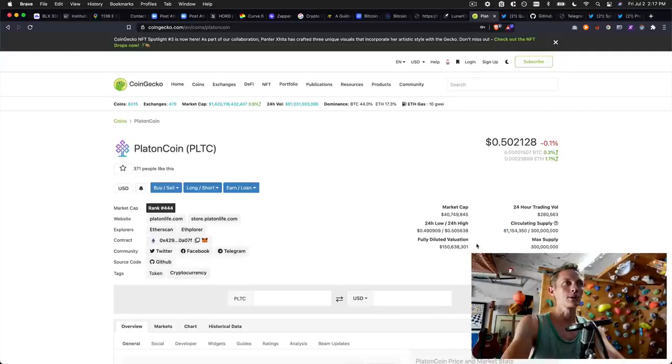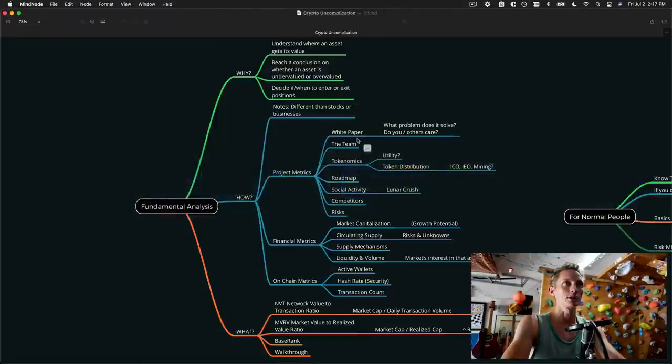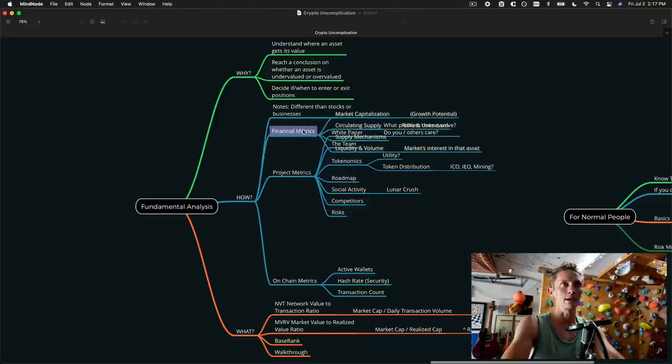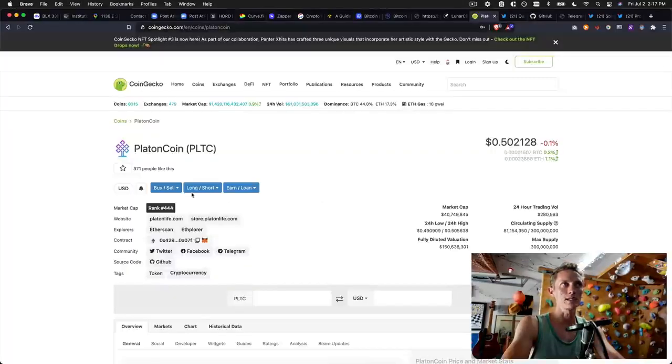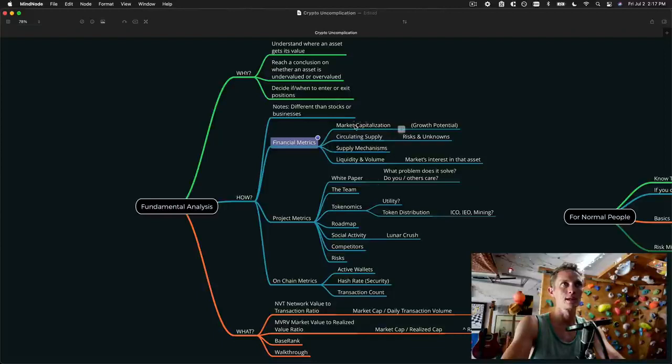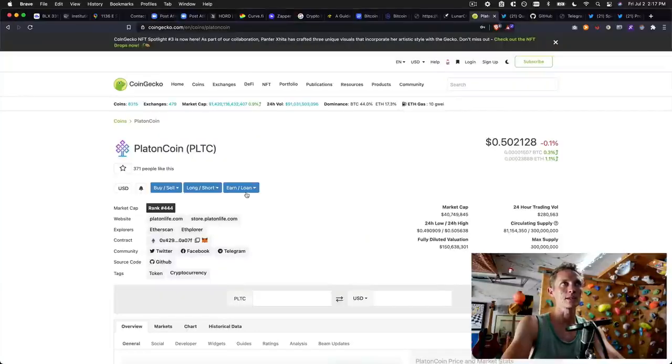If I actually jump over here to my spreadsheet and go through this, I'm looking right now at these financial metrics. Let's move this up, because this is pretty easy to get from a platform like this. So, what is the market capitalization? We see that it's pretty low, and without knowing what this coin's purpose is, those fundamentals, I don't really have a sense yet of what the growth potential is.